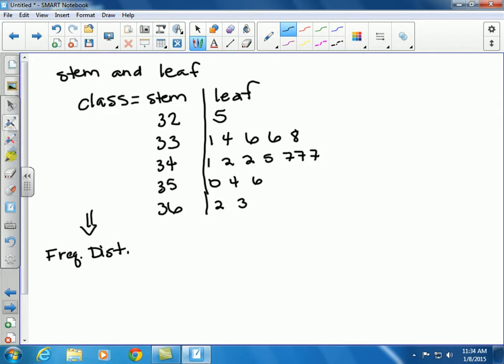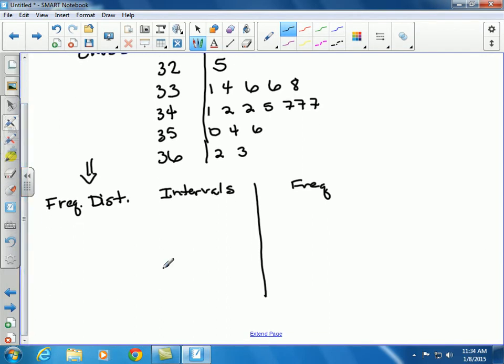So if I have my interval, and then my frequencies. The stem and leaf plot makes it really easy to break it into the intervals. So my interval is going to go from 32 to 33, and then 33 to 34, then 34 to 35, then 35 to 36, and then 36 to 37. So this is another way to get your intervals. You can just get the intervals of your frequency chart from your stem and leaf.